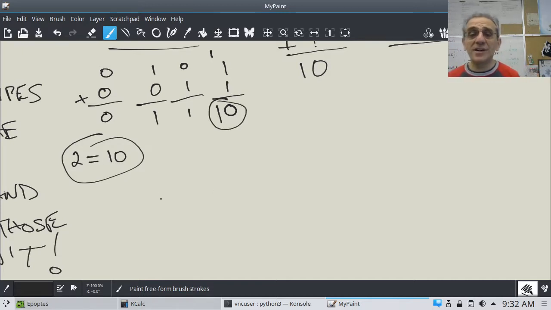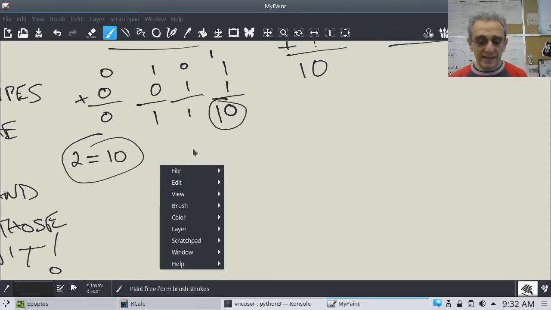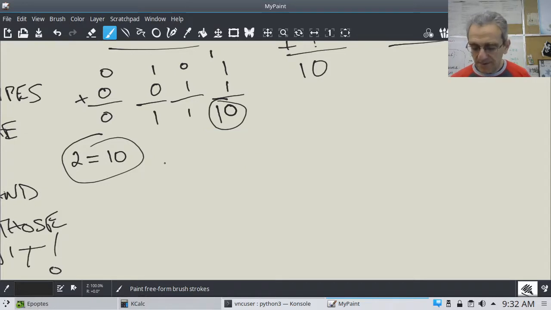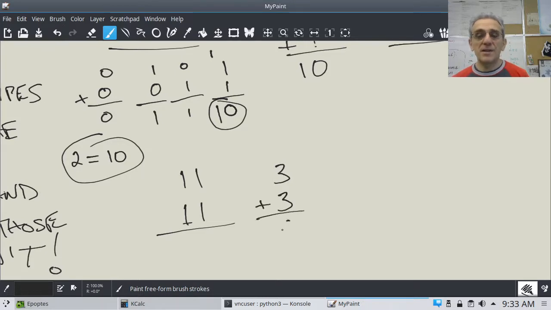However, you can run into situations where, for example, what if we had 1, 1, which is a 3, right? And let's say we add another 1, 1. So that's also a 3, right? So we know that 3 plus 3 is 6 in decimal, but now let's do it in binary.